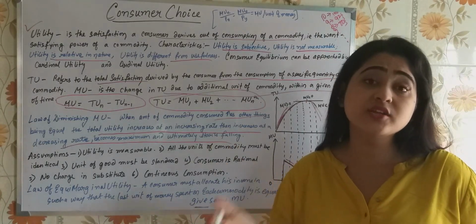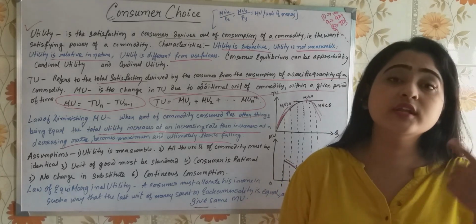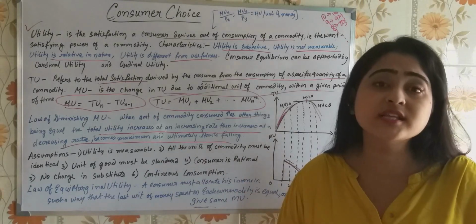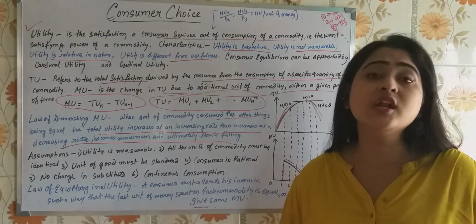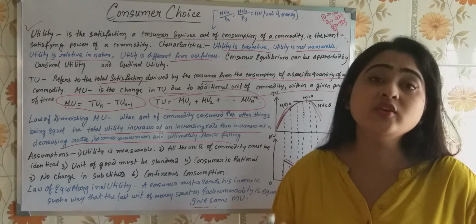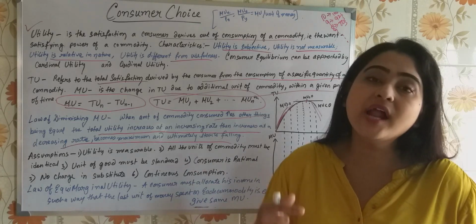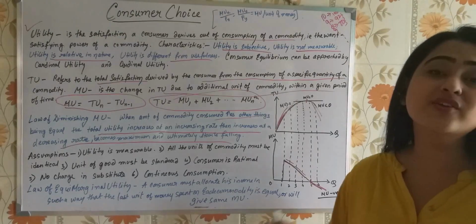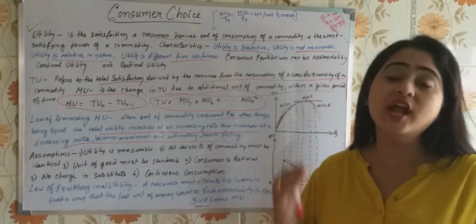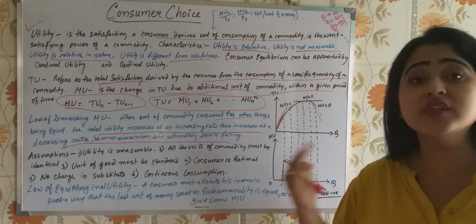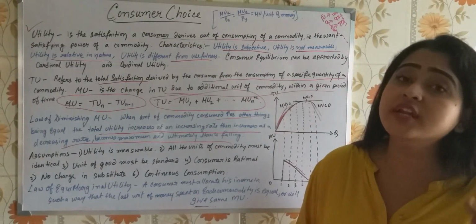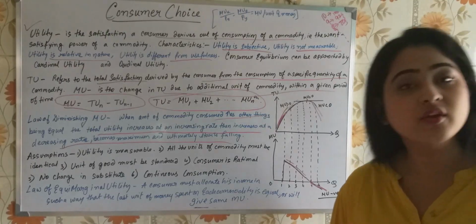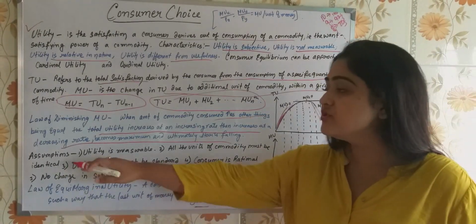When a consumer is consuming a commodity, total utility increases at an increasing rate, then increases at a decreasing rate, reaches maximum, then starts falling. Marginal utility becomes 0 when total utility reaches maximum, and then becomes negative when total utility starts falling. This is the law of diminishing marginal utility, that with every additional unit of consumption, the marginal utility derived from the additional unit of consumption is decreasing. Got it? Next we have assumptions here.